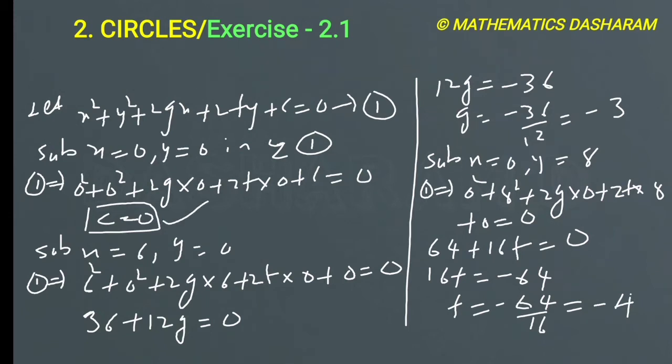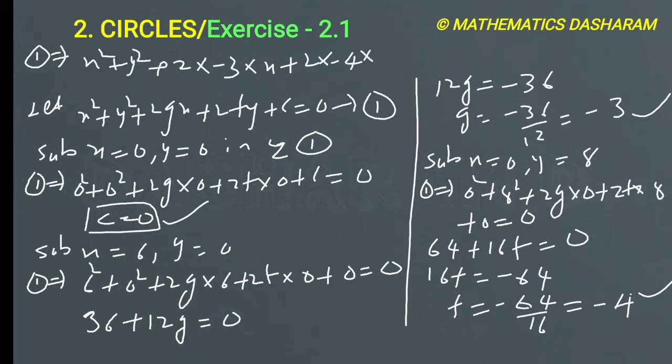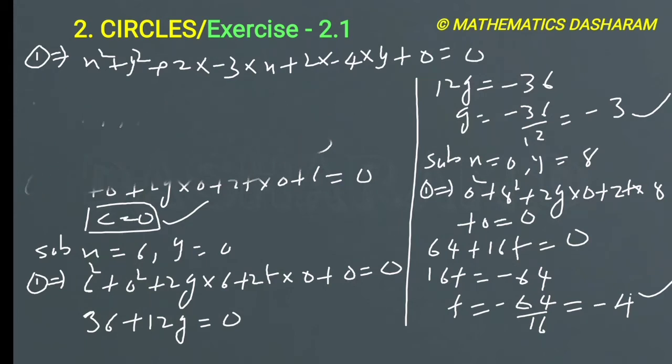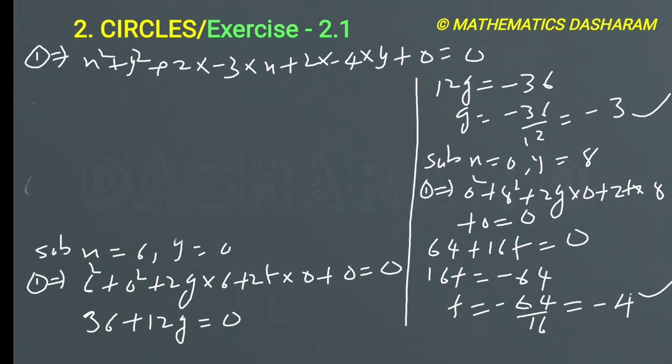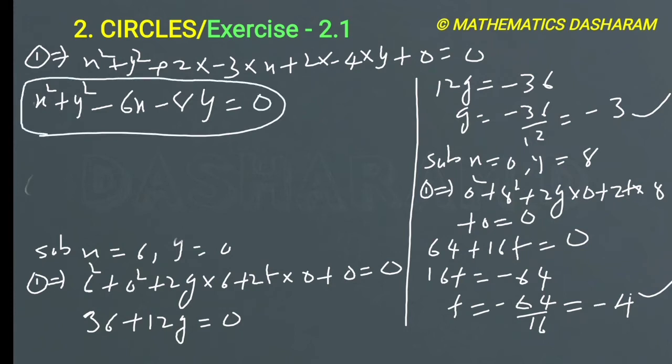Now substitute the c value, g value, f value in equation 1. Then the equation will become x² + y² + 2g·x, where the g value is −3, plus 2f·y, where the f value is −4, so 2 into −4 into y, and the c value is 0, equals 0. Next, x² + y², 2 into −3 is −6x, 2 into −4 is −8y, equals 0. This is our required equation of a circle.